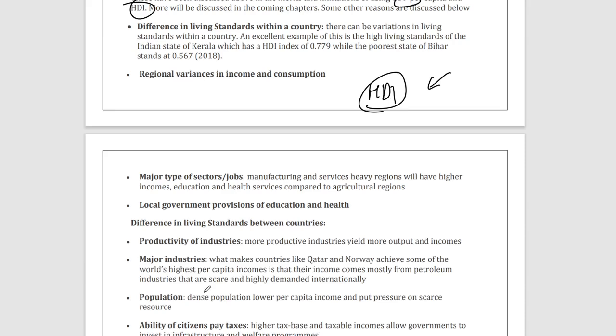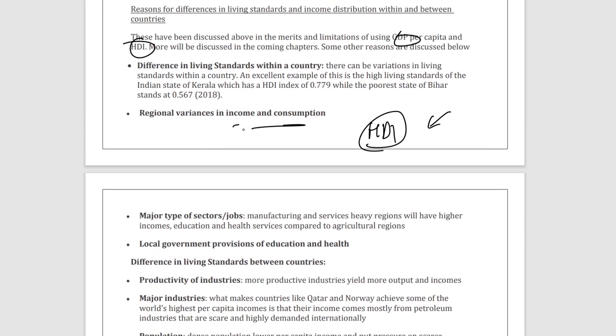Another way living standards can vary is because of income and consumption. This is a self-explanatory topic, because different regions have different incomes, and the different incomes are spent on different stuff. If I'm in a snowy country, I would spend on heaters and stuff like that, wouldn't I? Right? And hence, maybe living standards can differ.